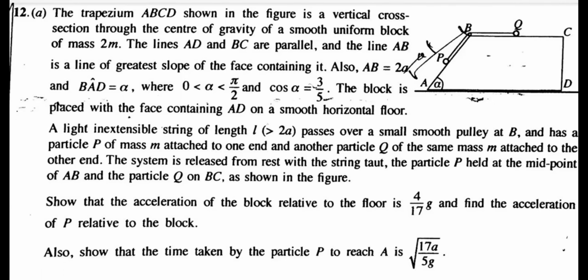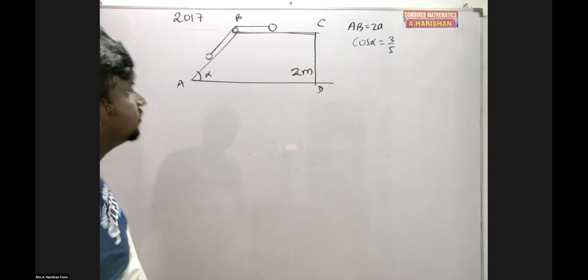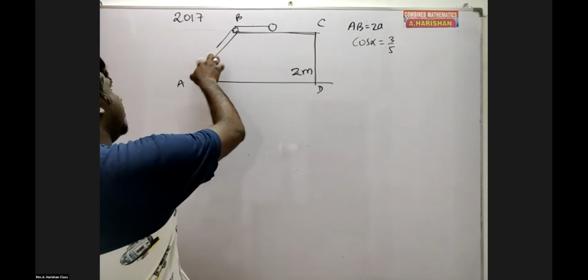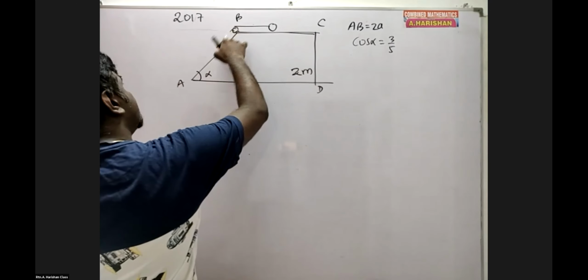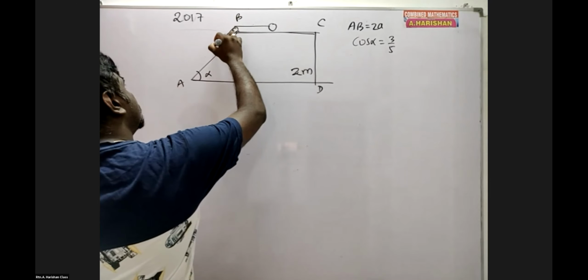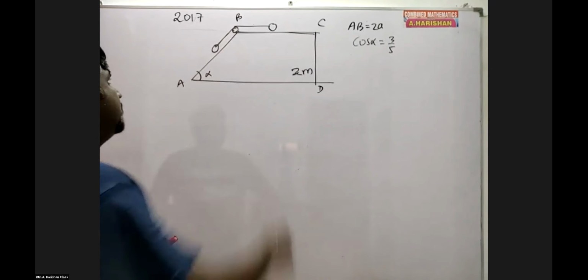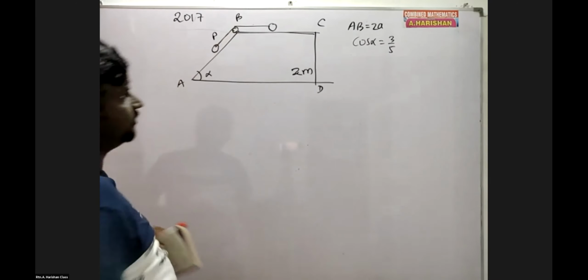So this is particle P that is kept on... Okay, so particle P is held at the midpoint of AB. Show that the acceleration of the block relative to the floor is something like that. Find the acceleration of... okay, so they are talking about that C. Okay, come back to this. This is the midpoint of AB. So I just mark it like that, that's better. This is the midpoint of AB. So this is P.